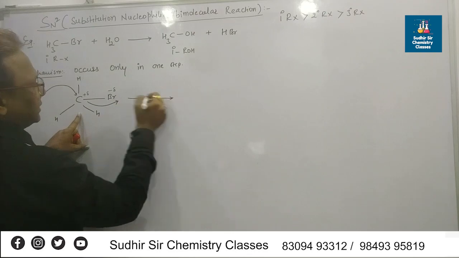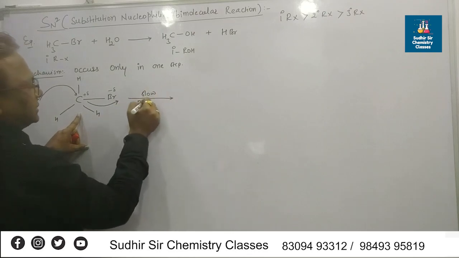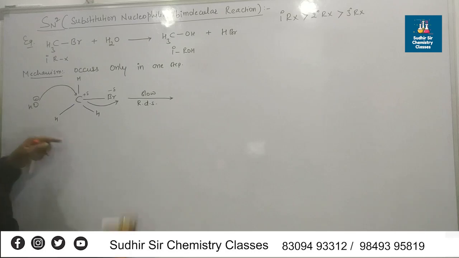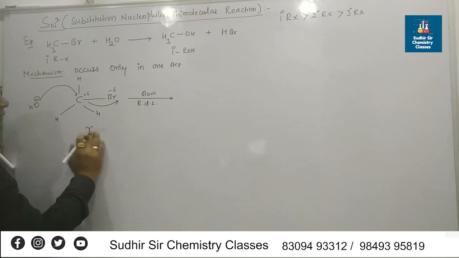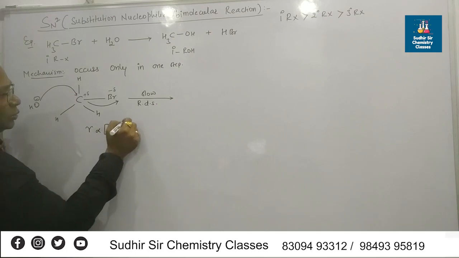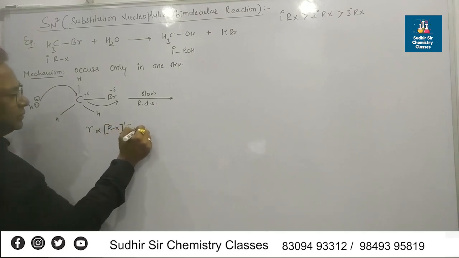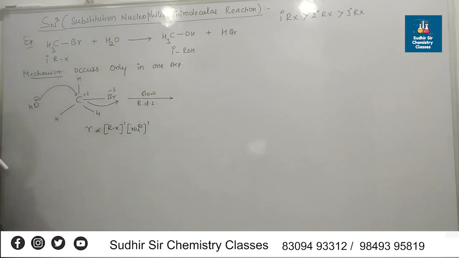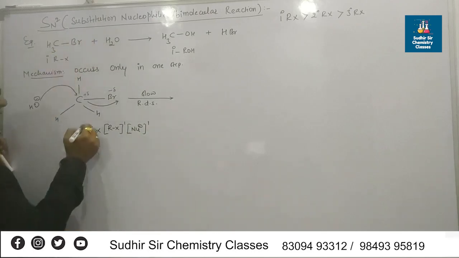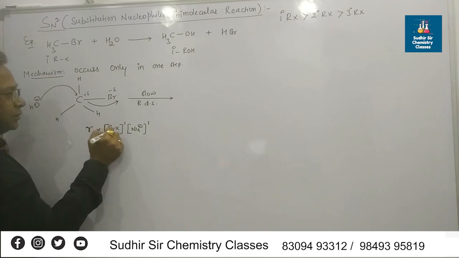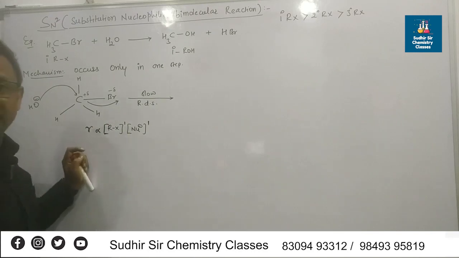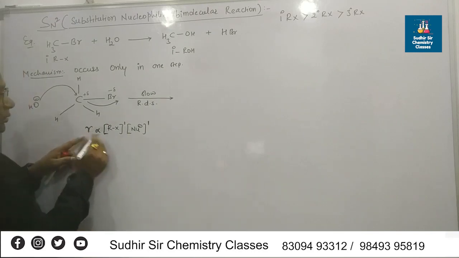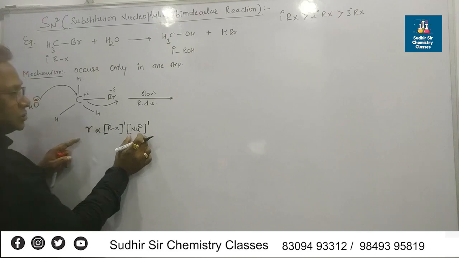Now, this step is a slow step, and the slow step is called the rate determining step. A rate determining step determines the rate, which means the rate depends upon the concentration of the alkyl halide, taken to the power of 1, and also upon the nucleophile to the power of 1. For SN2, the rate of reaction depends upon the concentration of the alkyl halide as well as the concentration of the nucleophile. Is it clear?